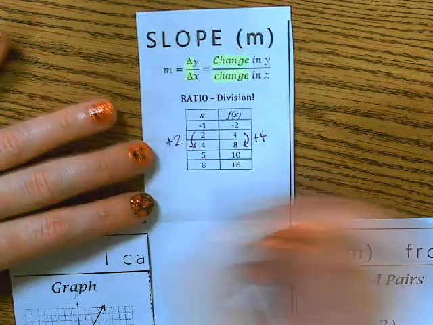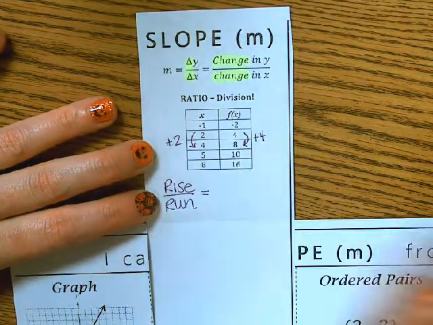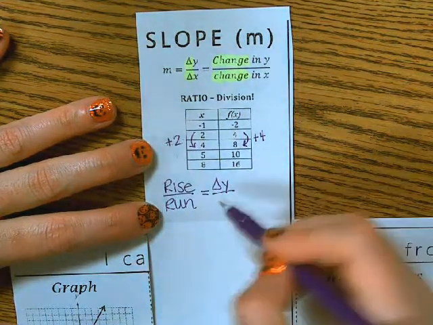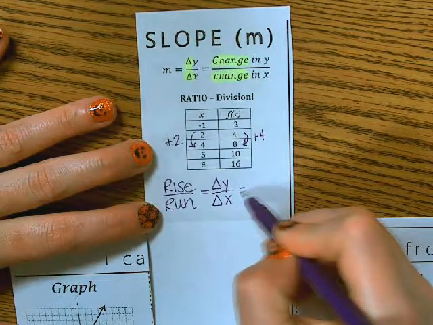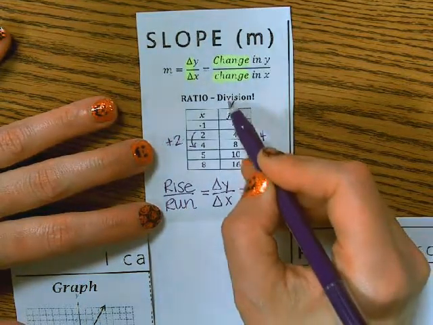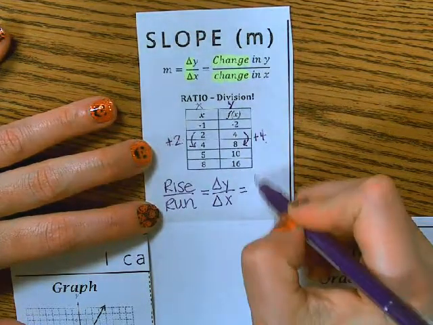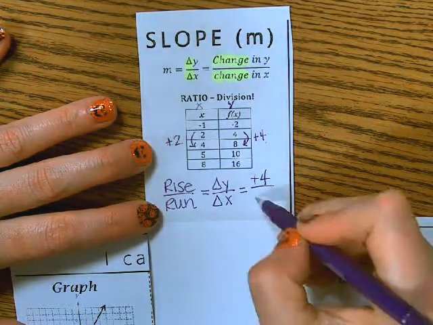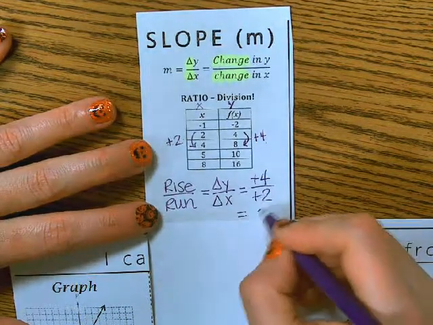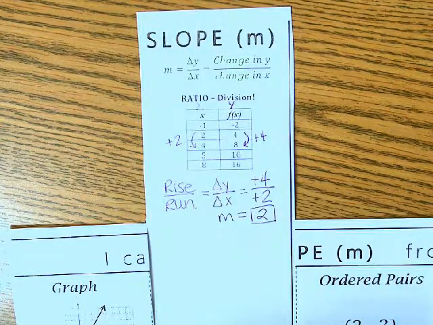And so if I'm going to do rise over run, where rise is the y's, or change in y over change in x, how much did the y change? So remember, y is on this side, and x is on this side, and the y changed by plus 4, and the x changed by plus 2, and when I divide that on my calculator, I get a slope of positive 2. So m equals 2.